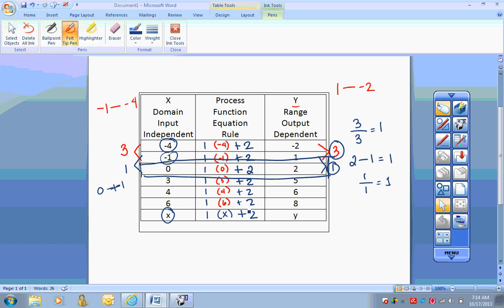Therefore, my process, my function, my equation, or my rule, which all mean the same thing, is going to be 1x plus 2 is equal to y. Of course, nobody says 1x, so it's going to become x plus 2 is equal to y. That's how you do that.